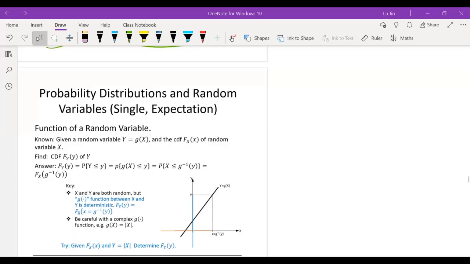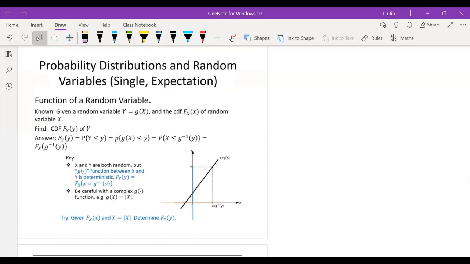Okay. So let's move on to the next slide, the function of a random variable. In this part, I'm going to use two examples to help you understand this new concept. This part will be important, okay? In this part, we assume there are two random variables, y and x. And the relationship between these two random variables is clear and deterministic. So the relationship is y equals g(x).